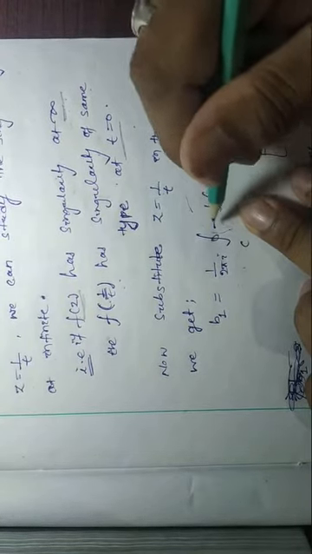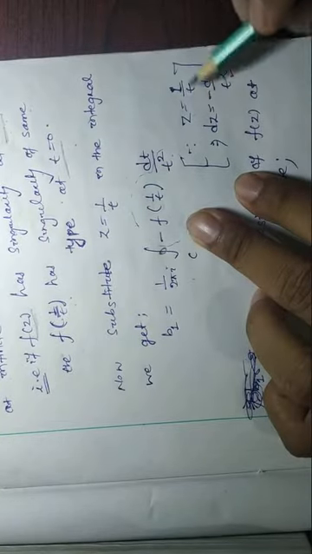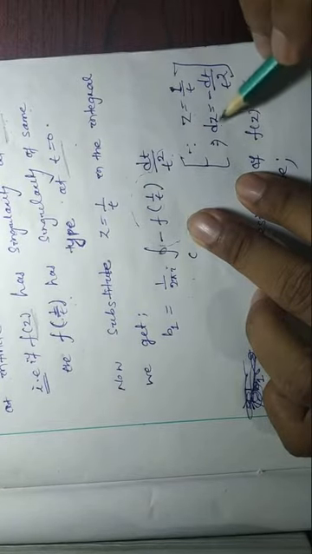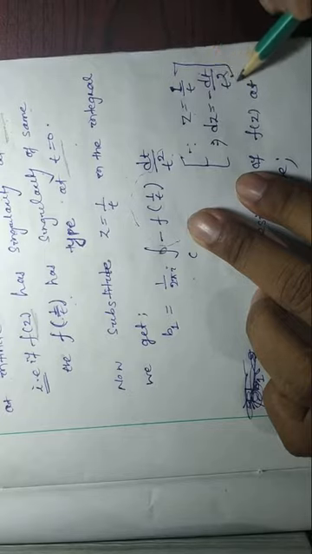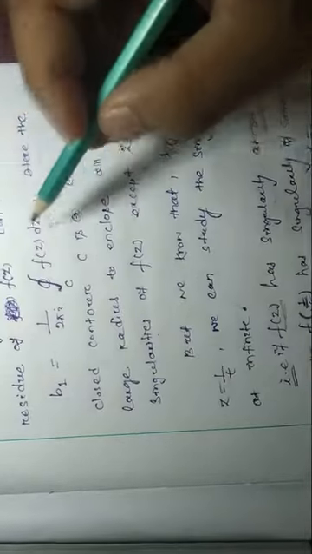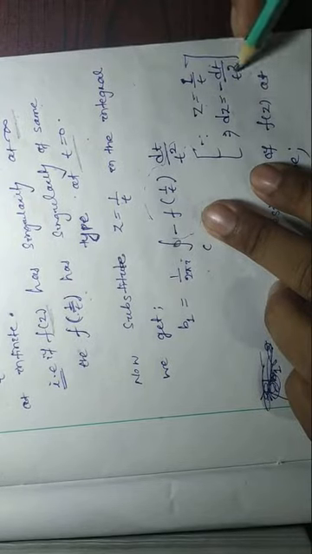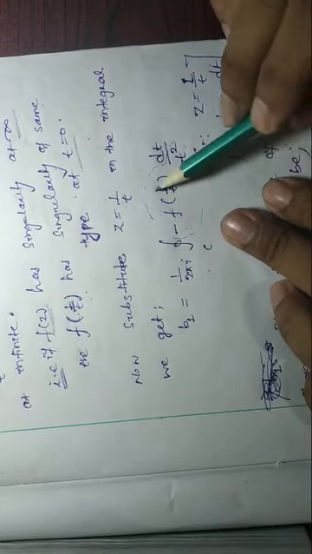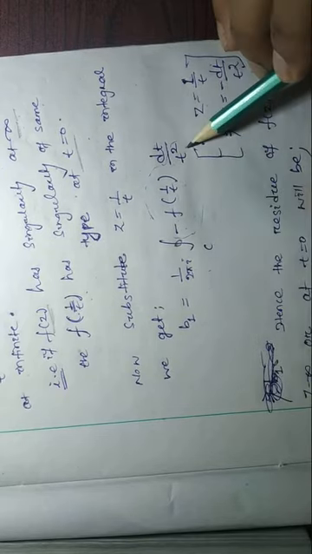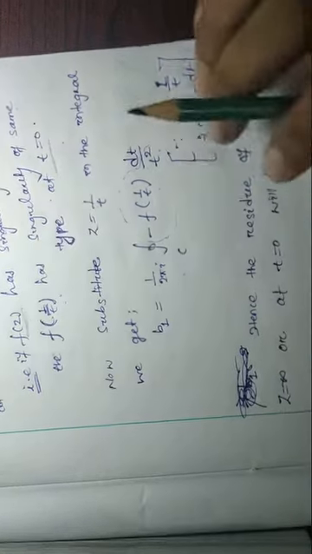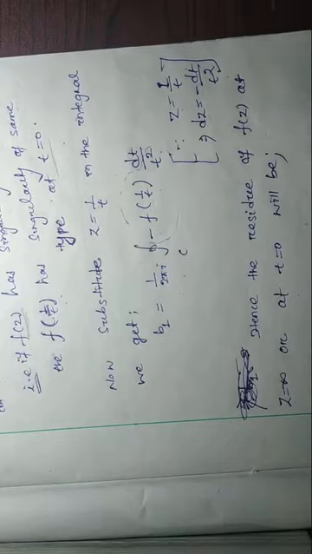Where did the minus come from? If z is equal to 1 by t, then dz will be minus dt by t square. So instead of dz, I write minus dt by t square, and obviously it will be minus f(1/t) into dt by t square. Hence the residue of f(z) at z equal to infinite, or at t equal to 0, will be as follows.